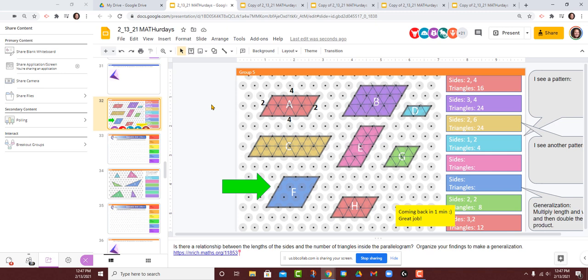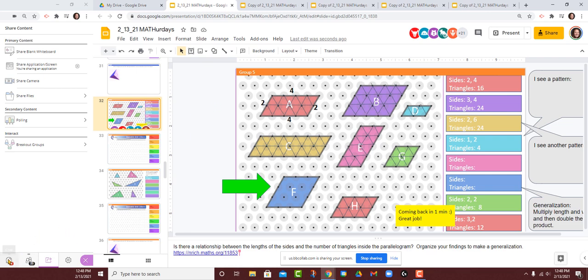Good morning, Teresa. Our group started to notice that there was a relationship between length versus width. And Colette noticed that if you multiplied length times width and then doubled it, that would give us the number of triangles in the parallelogram. So we decided to test our theory by predicting the number of triangles we'd have in F, because if we multiplied 3 times 3 and doubled it, that should give us the number of triangles.